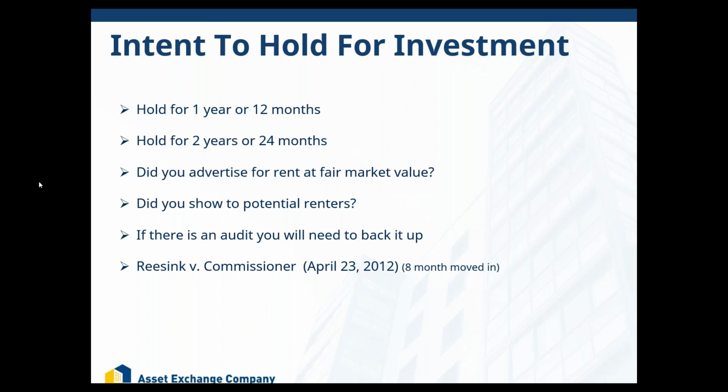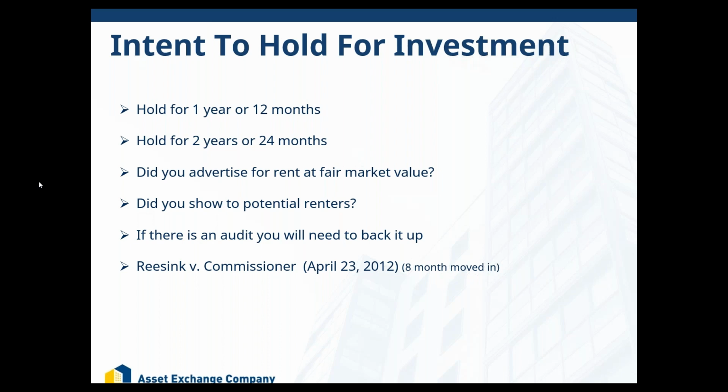So after 8 months of ownership, they wound up selling their primary home and they moved into the investment property. In that particular court case, it was ruled that their intent was to hold the property for investment, all right? But what happened? The circumstances changed, right? And they were forced to do something, all right? So again, it's not always going to be about how long you own the property.